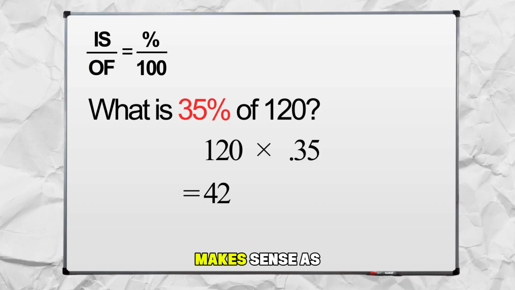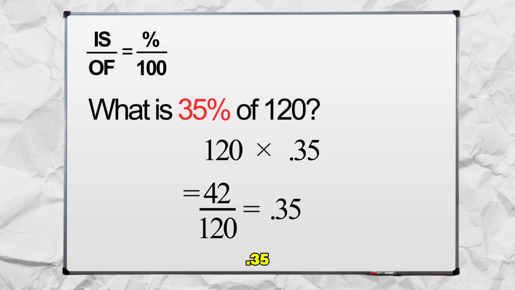And does 42 make sense as 35% of 120? How could we test this? All we have to do is work it backwards. We divide that 42 by 120, and we're going to be left with a nice, easy 0.35, the same place we started. So 35% of 120 is 42.